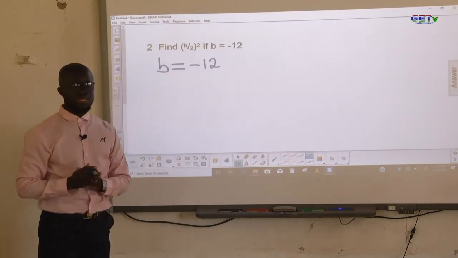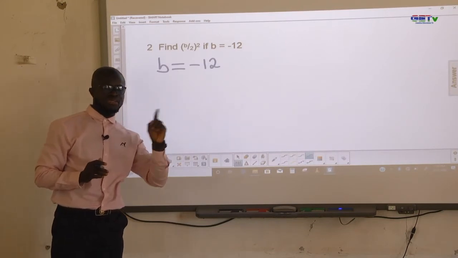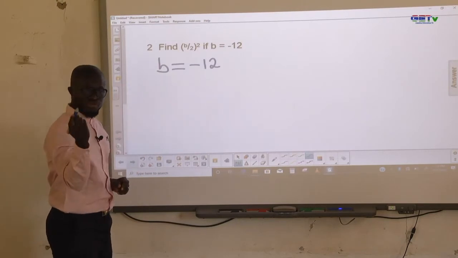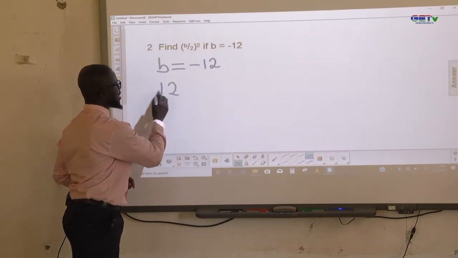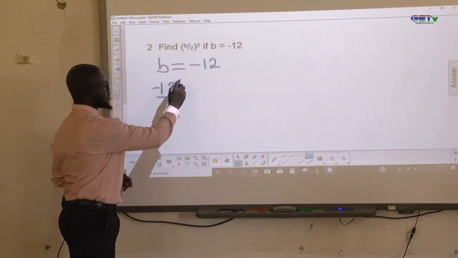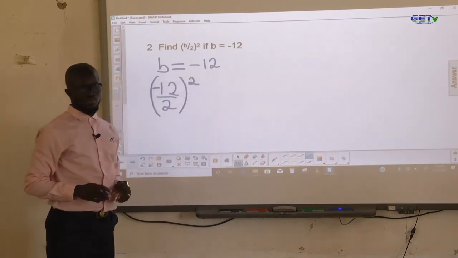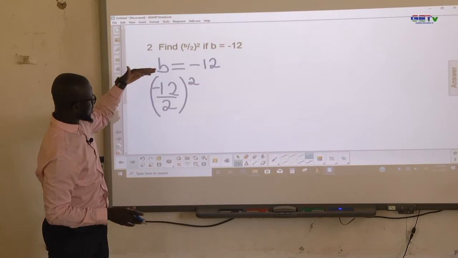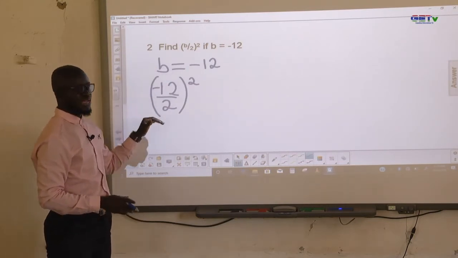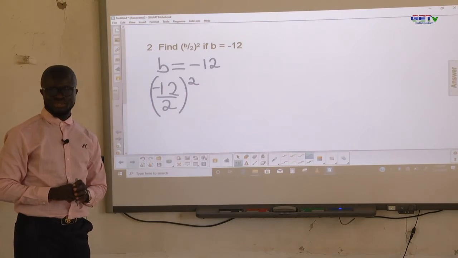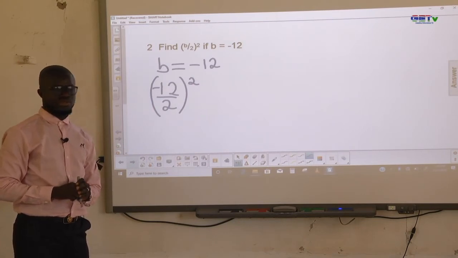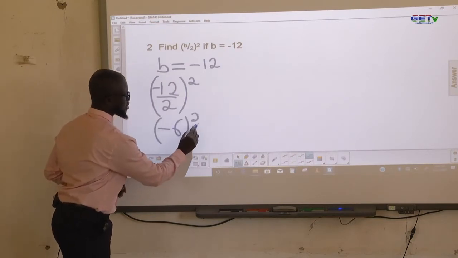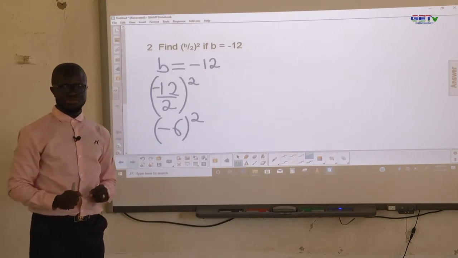Now that we know the value of b as -12, like I mentioned in the previous slides, what do you do after knowing the value of b? We simply take the value of b and divide it by 2, then square the result. Who can give us the answer to -12 divided by 2? What should be the answer? The answer is -6, all squared.